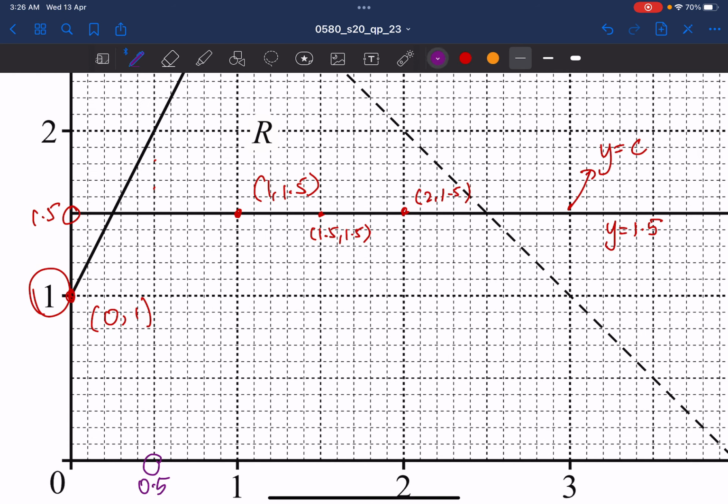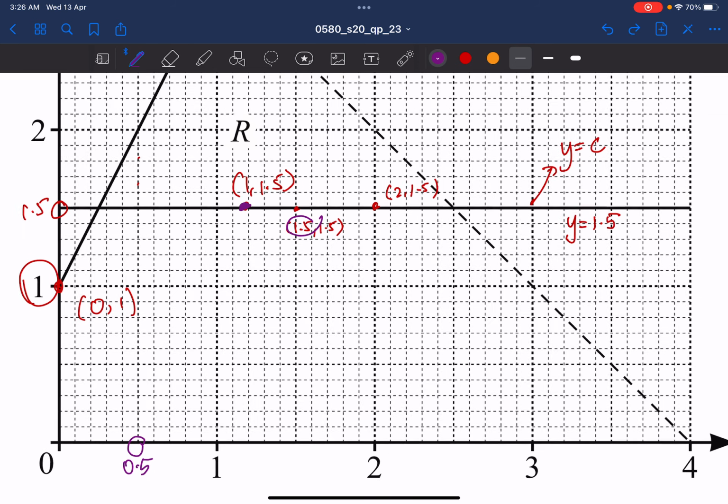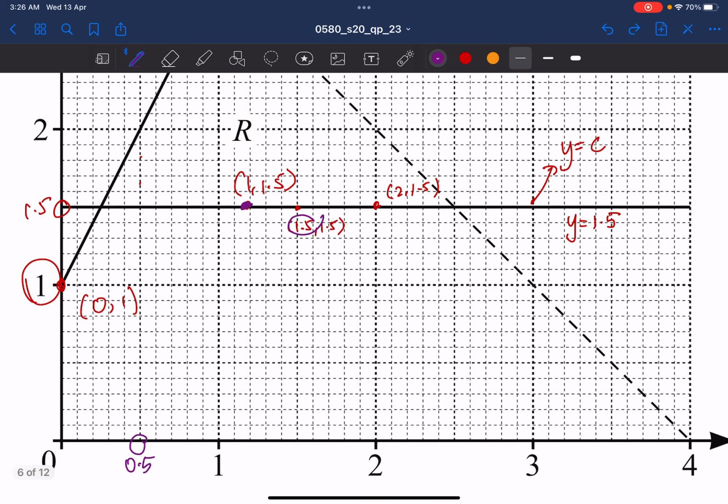Let's say I have a moving point on this line. The y won't change, right? You only see that the x coordinate is changing. So the y is fixed at 1.5 for this line, and the equation for this line is y equals 1.5.